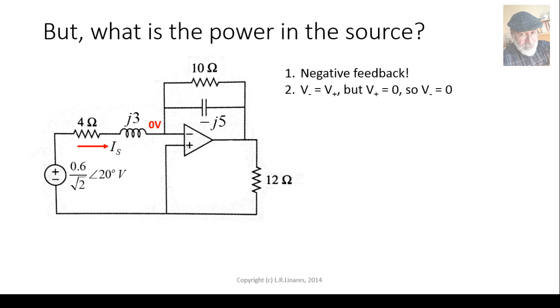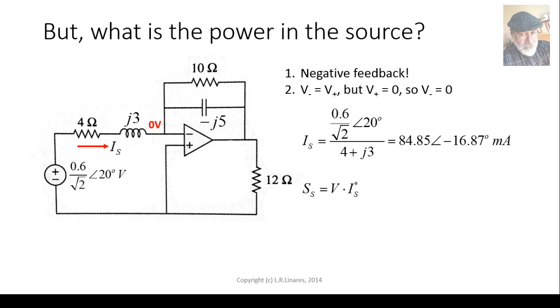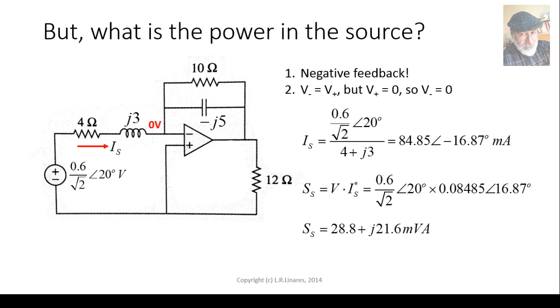So that current I_s is just the voltage of the source minus 0 divided by the impedance, 4 plus j3. That is 85 milliamps at negative 17 degrees. And we can compute the power in the source as the voltage in the source times the conjugate of that current, like so. The power in the source is 28.8 milliwatts active power and 21.6 millivars reactive power delivered as well. That completes that question. Let's move on.